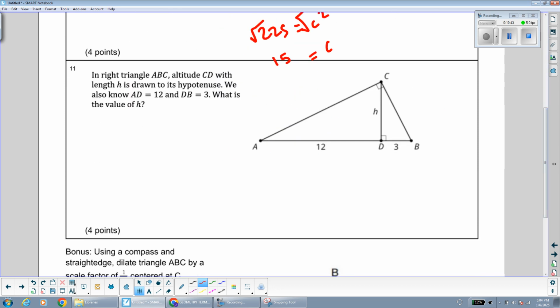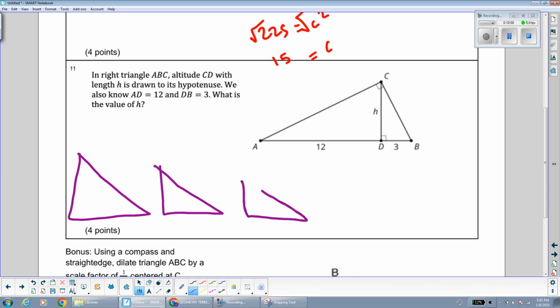Okay. Over here, the best way to approach these kinds of questions, when you have a big right triangle with an altitude dividing the triangle into two smaller triangles, is to redraw the triangles. So I'm going to redraw the big triangle and the other two triangles so that they're all facing the same way. You want to make sure that you put the right angle in the same spot on all of them. So C is the right angle in the big right triangle.